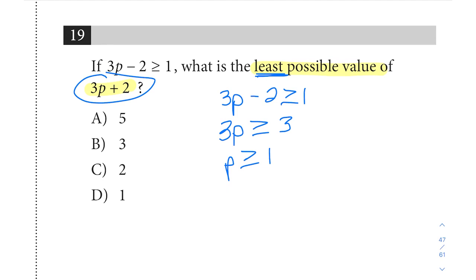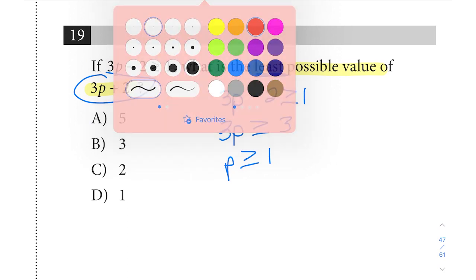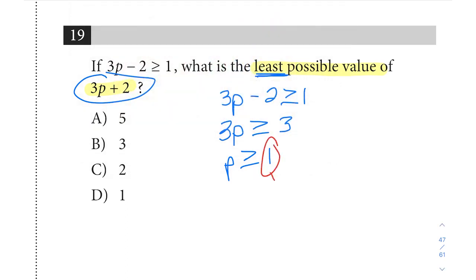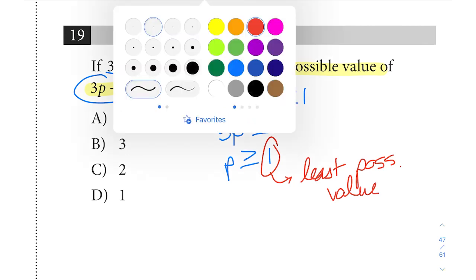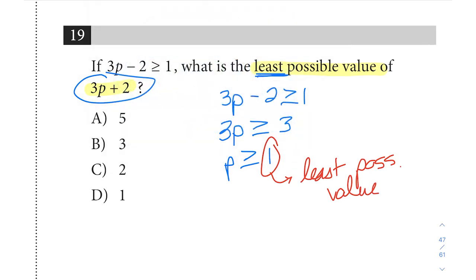So they want to know the least possible value. If we're looking for the least possible value, then when we plug in for p, we want p to be the least possible value. And if p is greater than or equal to 1, then 1, in this case, is the least possible value for p. So we're going to have to use that least possible value.